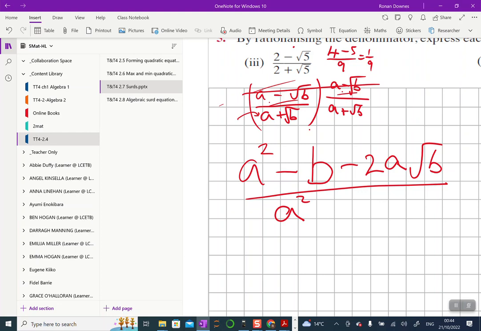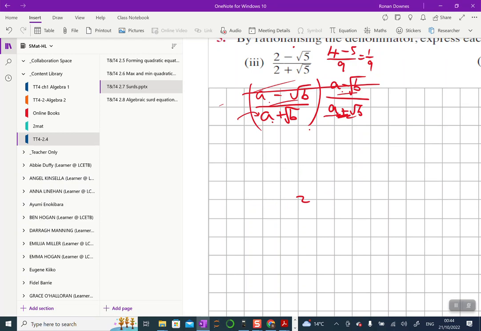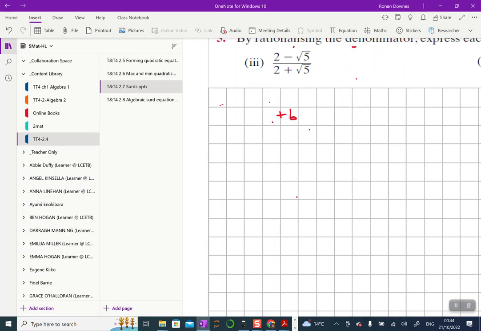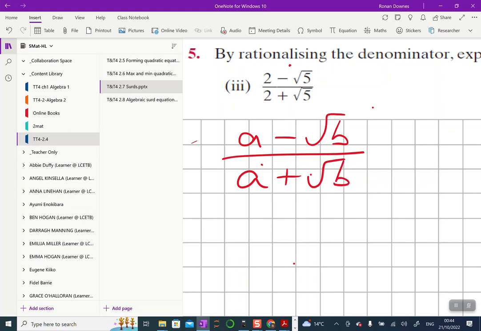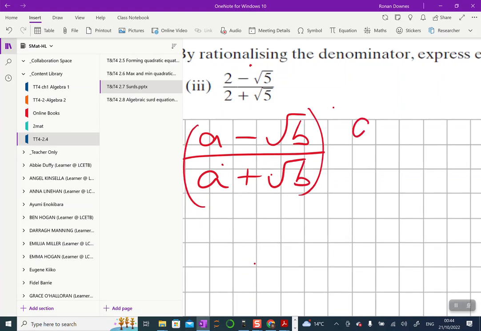See, I have a feeling I even made a mess of that. Now the bottom is certainly a squared minus b, and the top is a squared plus b, minus 2a root b. So we'll allow that to get us our answer in this case, and then we'll go to the calculator, and we should be fine.